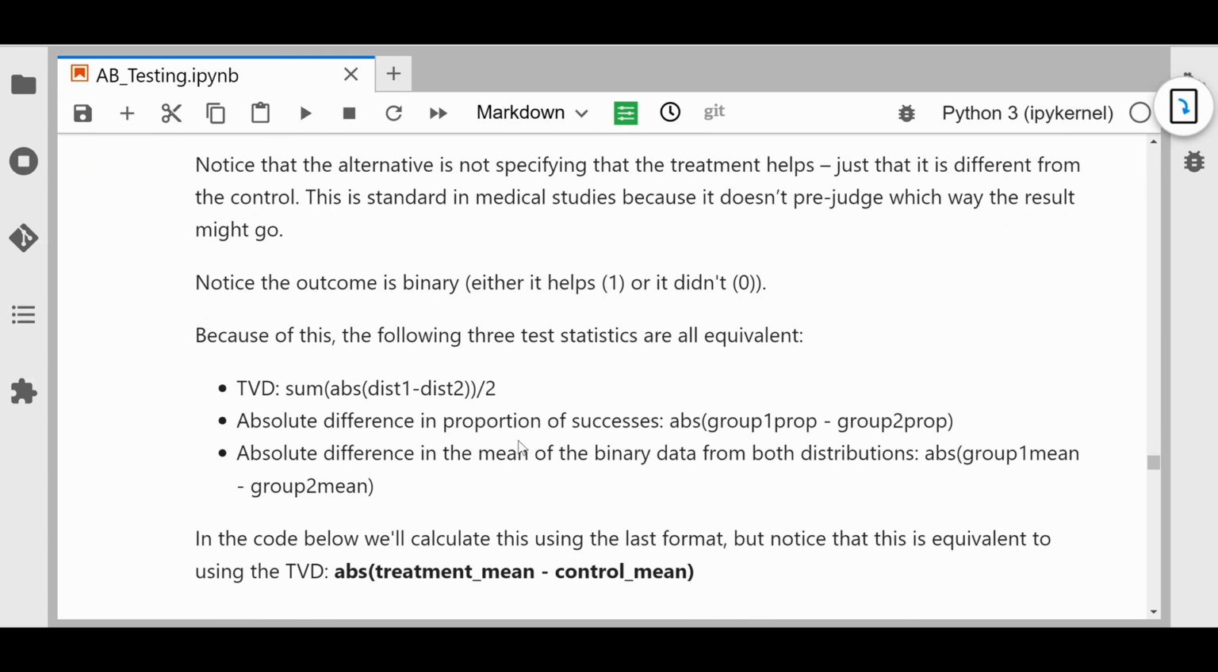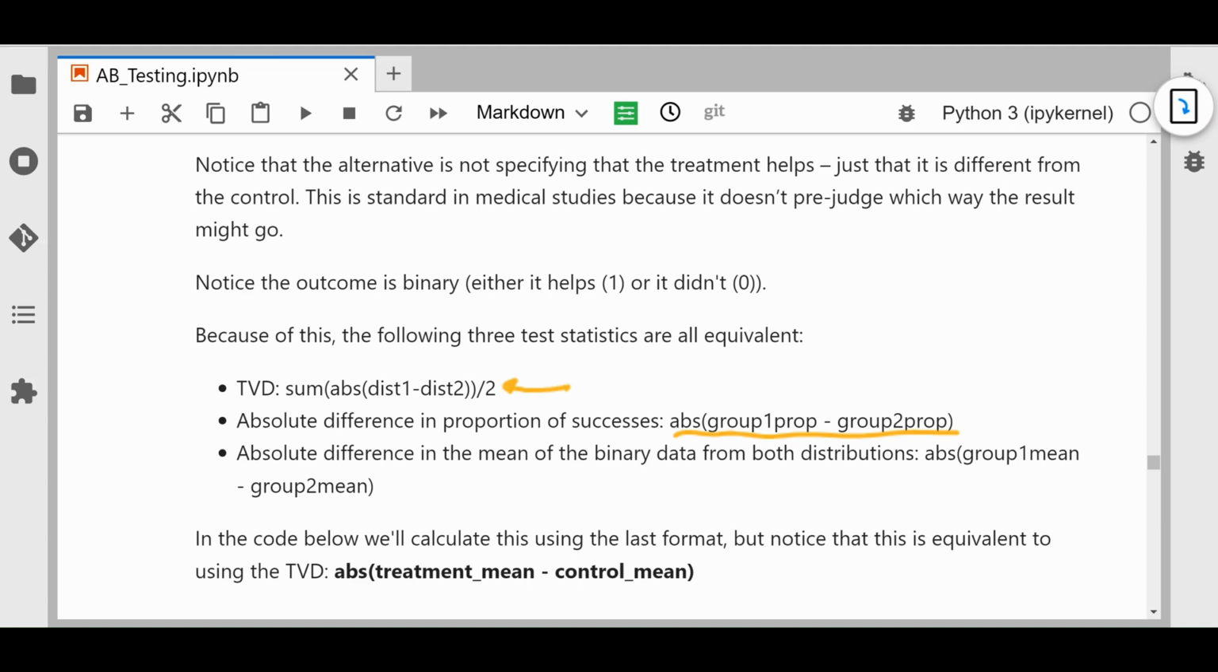I'm just going to point out there are actually 2 other ways to formulate the TVD in this situation because of how we have the data. If you think of also just wanting the absolute difference in the proportion of successes, or the proportion of ones, that will be equivalent to the TVD because I'm just looking at the difference in the ones, not the differences in the zeros. The TVD accounts for that by dividing by 2.